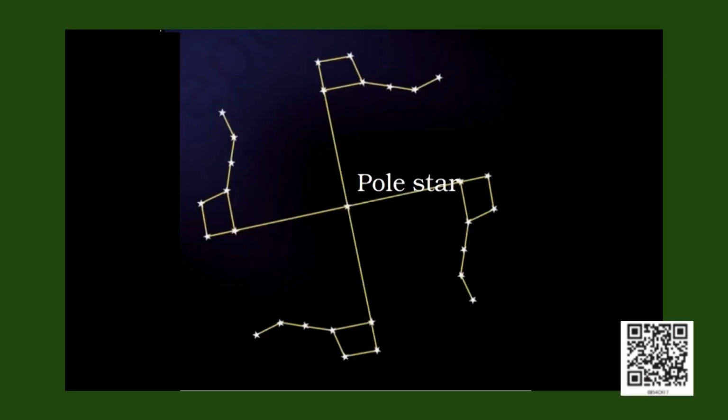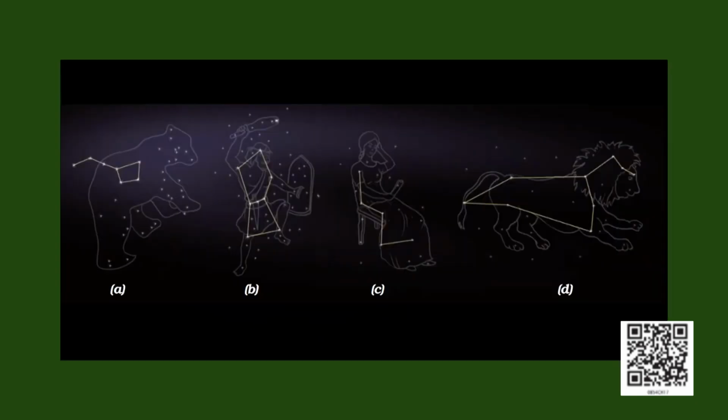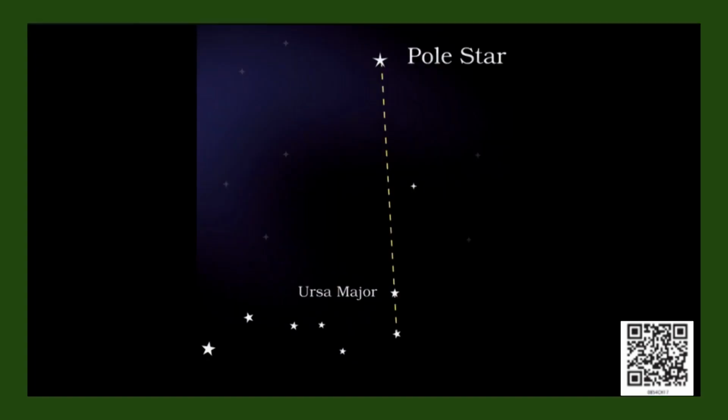You should remember that the pole star is visible only in the northern hemisphere. Now, here is an assignment for you. Identify all the constellations that we mentioned above. Also, try to follow the direction of the Saptarshi and try to identify the pole star.